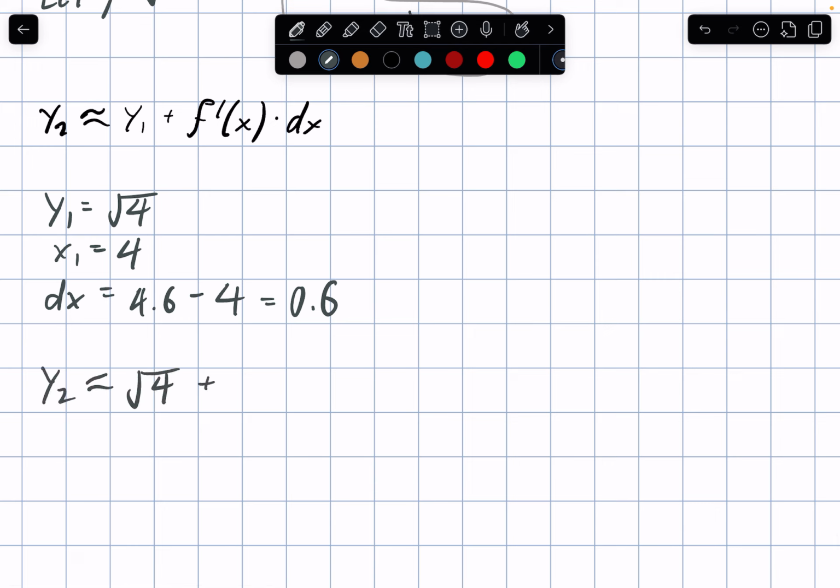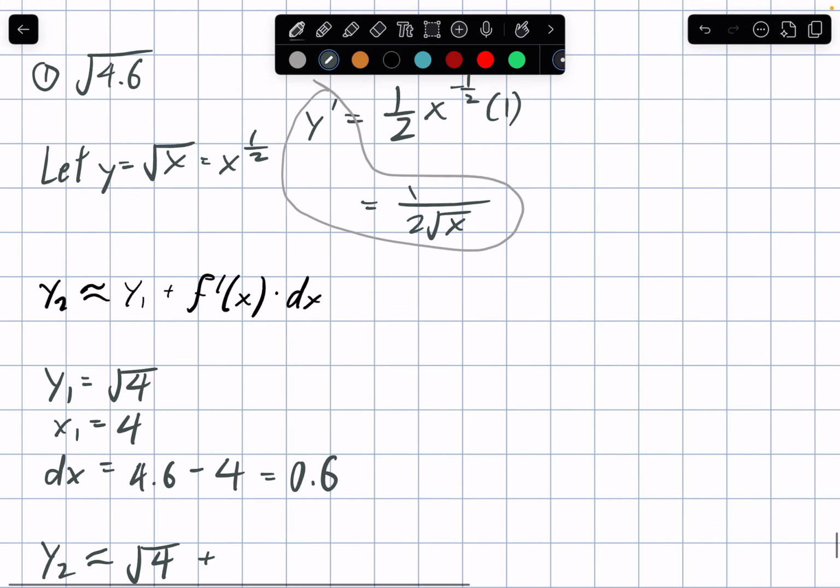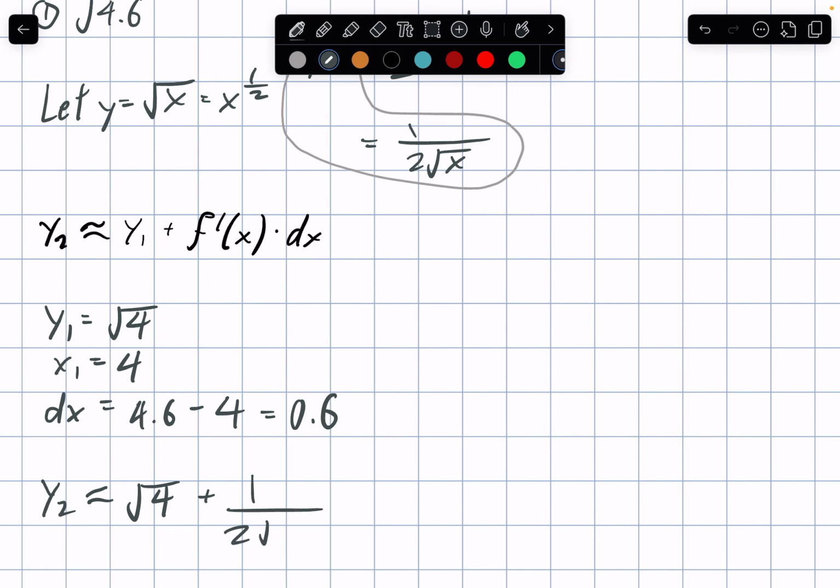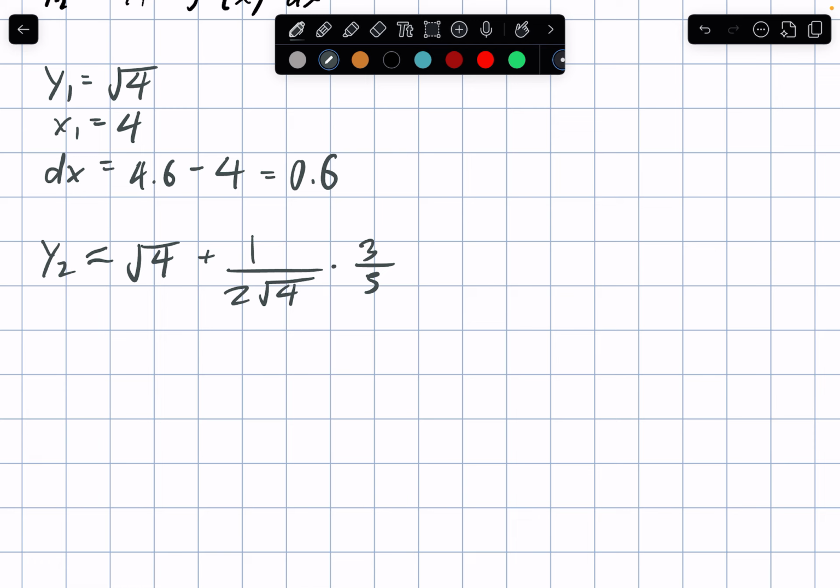y1 is square root of 4 plus the derivative 1 over 2 square root of, what is our x? 4. What is our dx? 0.6, or in other words, 3 over 5. Coming from 6 over 10. We just simplified.